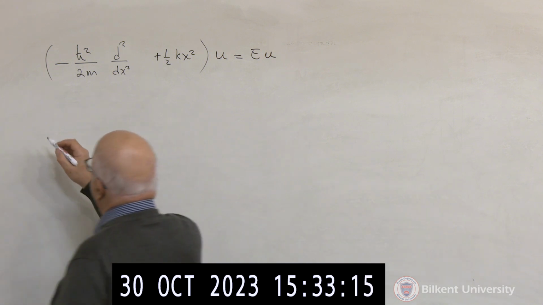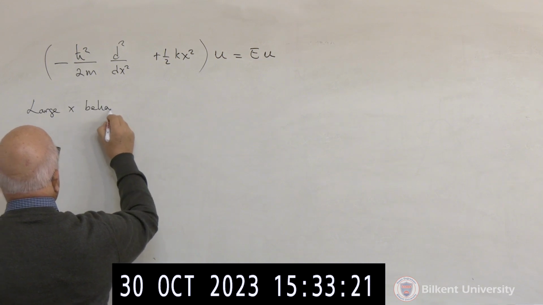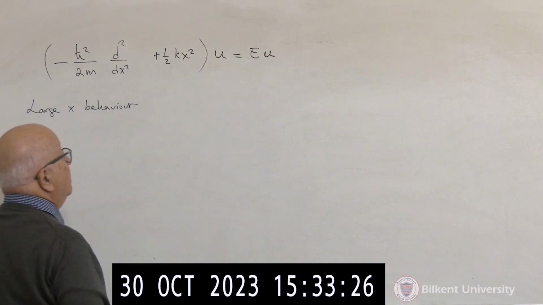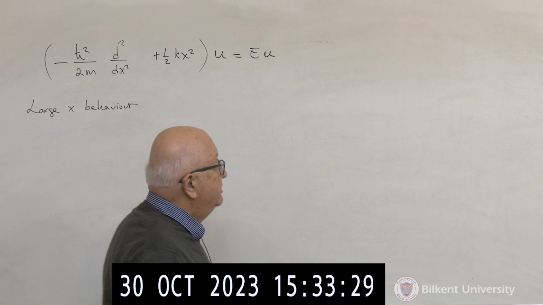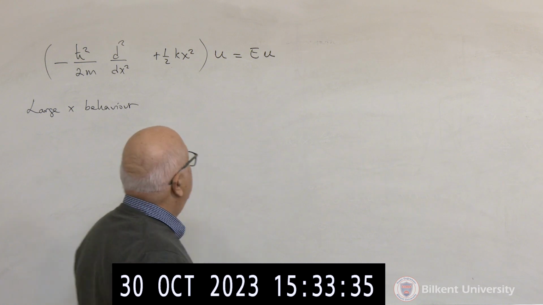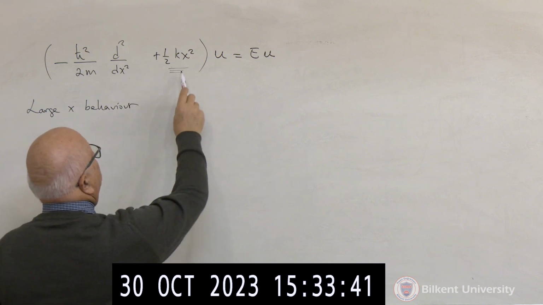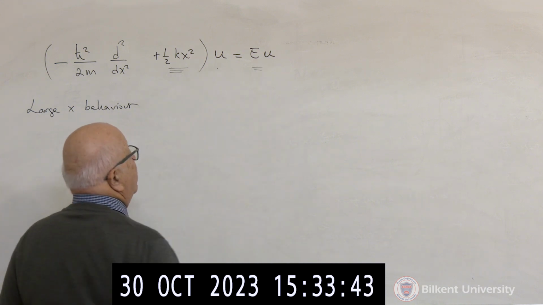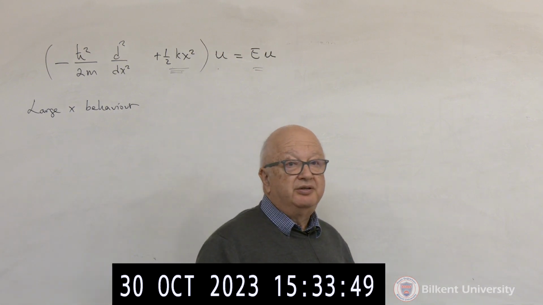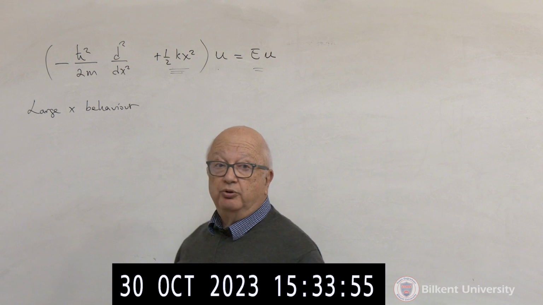Okay, so large x behavior is when x is so large that a similar term becomes negligible, so that I get a simpler equation. For example, here I have something x squared multiplied by u, whereas here I have a constant multiplied by u. So if x is sufficiently large, this term will be much larger than that term.